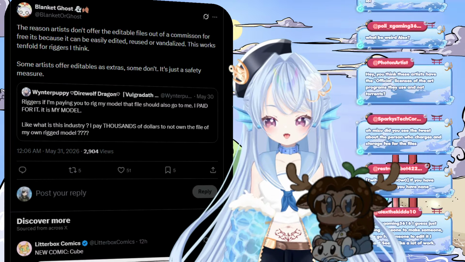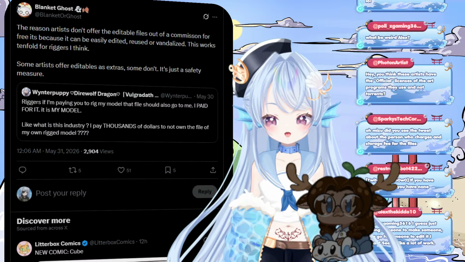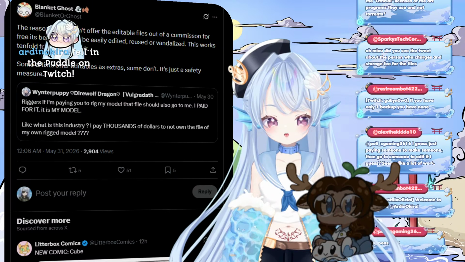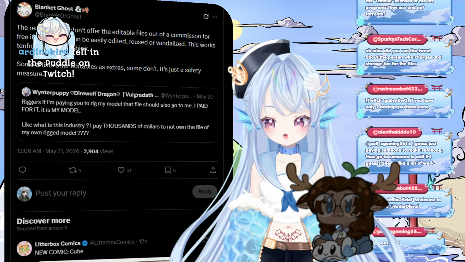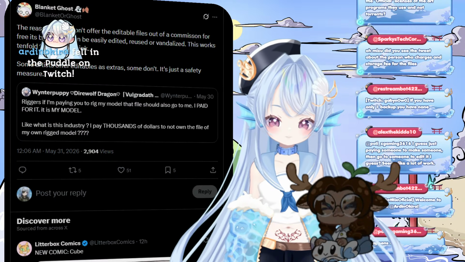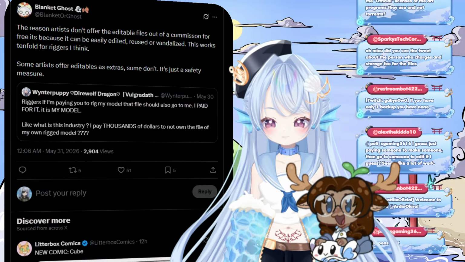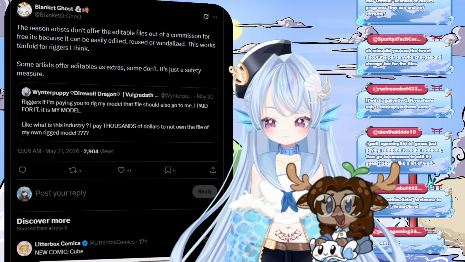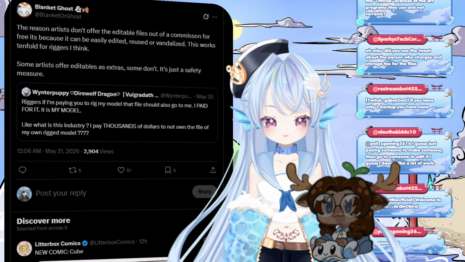The reason artists don't offer the editable files out of a commission for free is because it can easily be edited, reused, or vandalized. This works tenfold for riggers. Some artists offer editables as extras, some don't. It's just a safety measure. I'm gonna be real. I think some of the people responding that weren't riggers are literally just repeating it because they all share one dumb brain cell and it's failing each and every one of them. Oh, 100%.